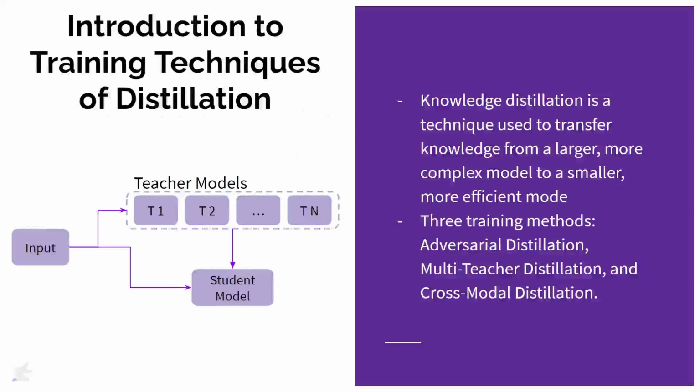Knowledge distillation is a powerful technique in machine learning that involves transferring knowledge from a larger, more complex model to a smaller, more efficient model. This process can enhance the performance of the student model while reducing its computational requirements. Here, we will explore three specific methods of knowledge distillation: adversarial distillation, multi-teacher distillation, and cross-modal distillation.